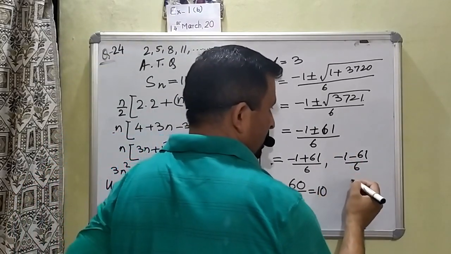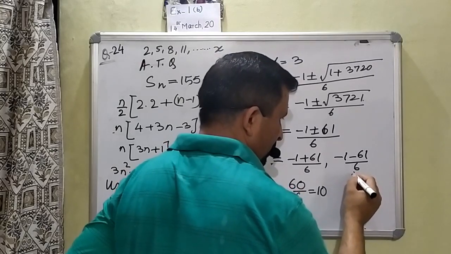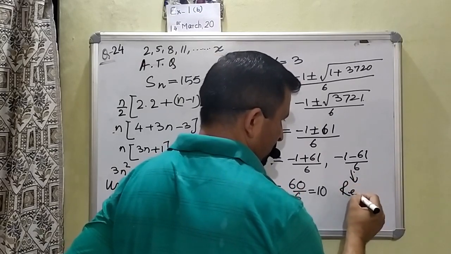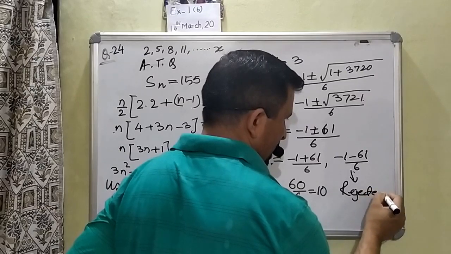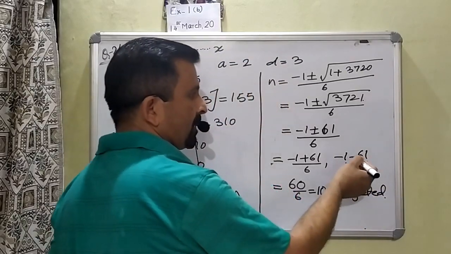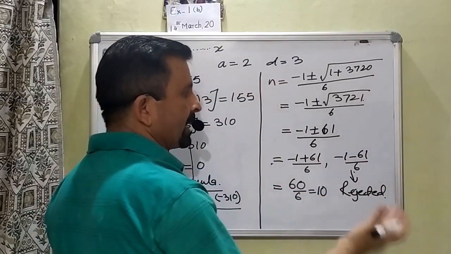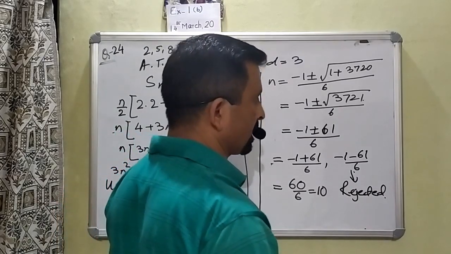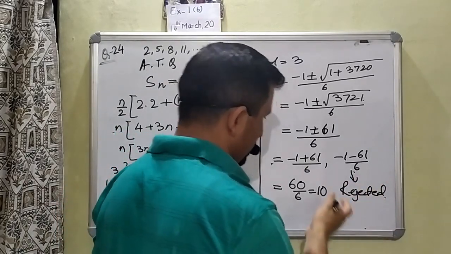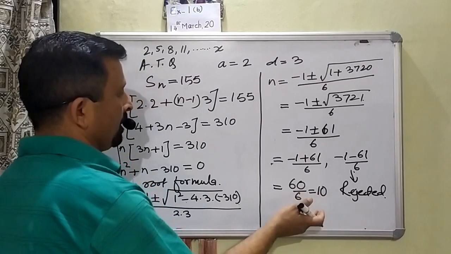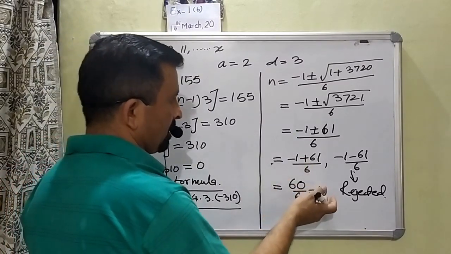The other answer will be rejected. This answer cannot be accepted. Why? Because this will give you the number of terms as negative, which is practically unreasonable. Therefore, this answer is rejected. So finally, we are left with the value of n as equal to 10.